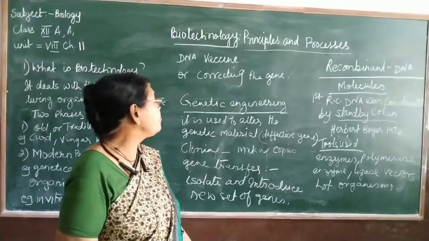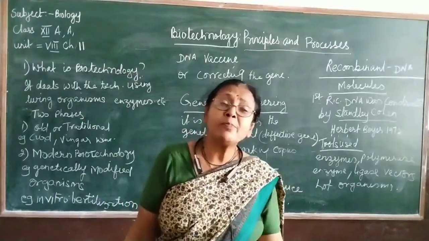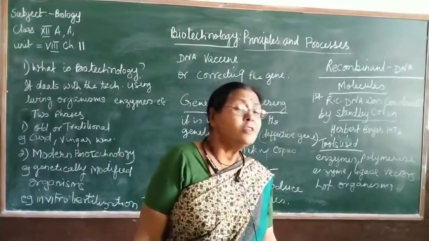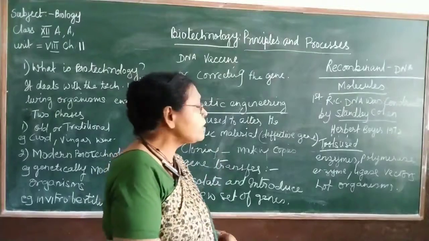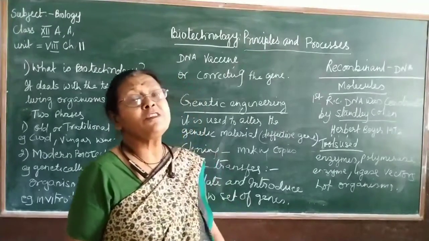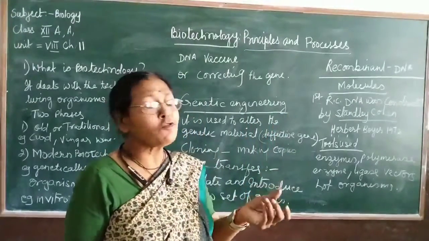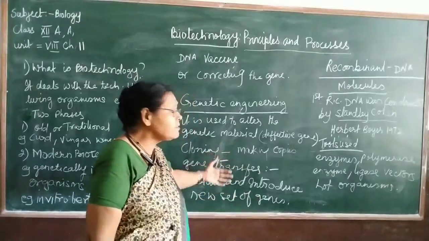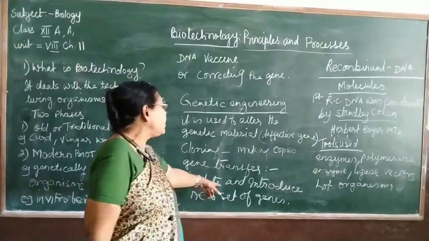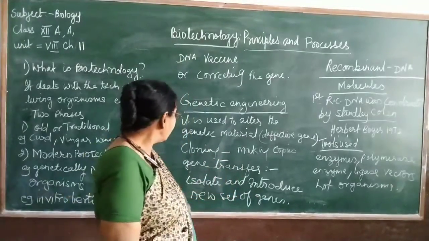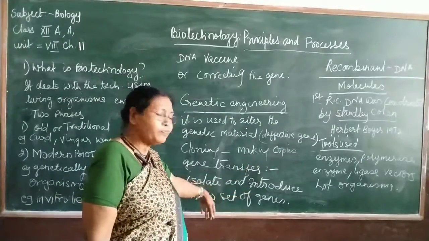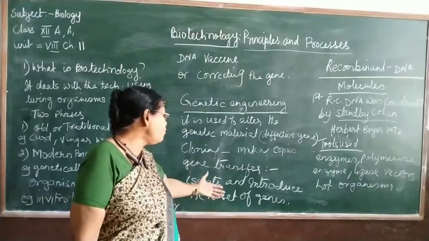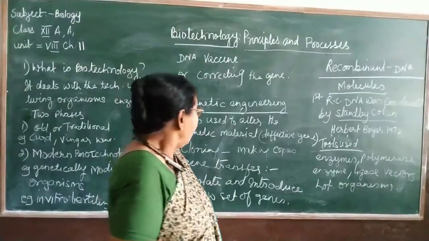There are many inborn errors of metabolism. You must have heard of people getting some diseases from their ancestors. And this can be corrected through isolation and introduction of a new set of genes.